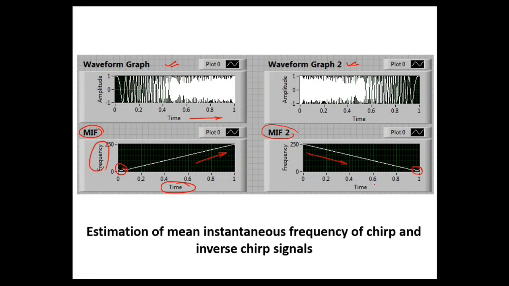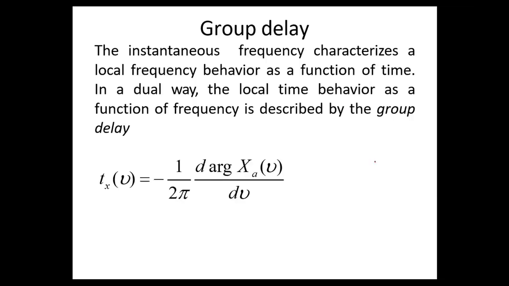So from here we can see that the estimation of the mean instantaneous frequency of the sharp and the inverse sharp signals can help us in analyzing non-stationary signals. However, this is one of the most primitive signal processing tools.